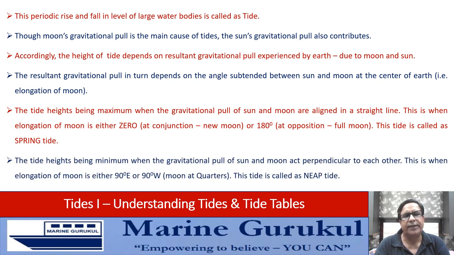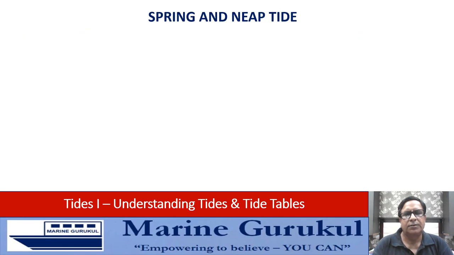The tide heights are minimum when the gravitational pulls of the sun and the moon act perpendicular to each other. This is when the elongation of the moon is either 90 degrees east or 90 degrees west, that is, the moon is at quarters, the first quarter or the third quarter. This tide is referred to as neap tide. Let's reinforce the concept of spring and neap tide through this diagram.